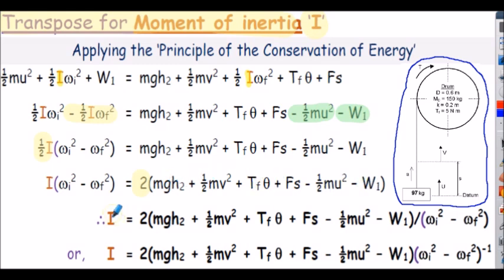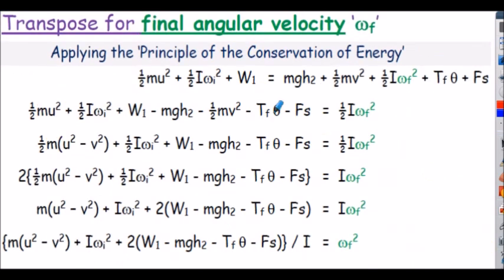And on the next line, to make I the subject of the formula, I simply divided throughout by the bracketed omega terms here. The final line for I just shows the bracketed omega term raised to the power of -1. So these last two lines are essentially the same. And I'll just leave you the final transposition to review if you want to. It relates to transposing for final angular velocity omega f. Omega f occurs here. I'll let you wander through the solution at your own pace. It's continued on the next slide.